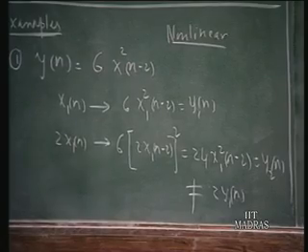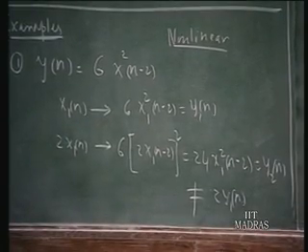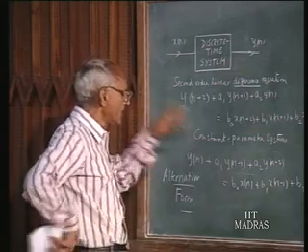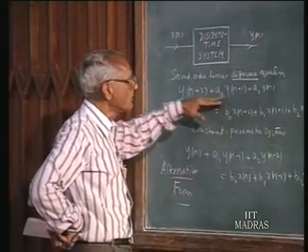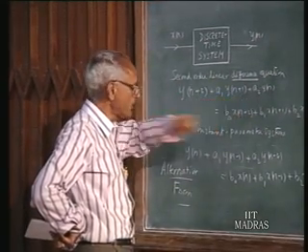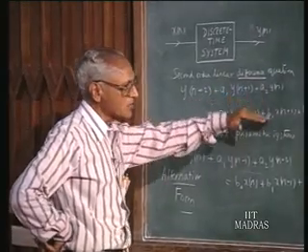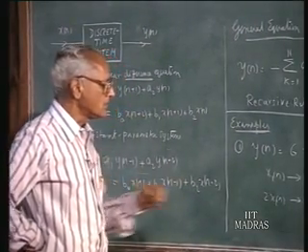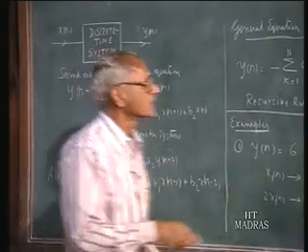So this is non-linear. In a non-linear situation, we will not have this linearity. In a linear system, all the terms, both the independent variables and the dependent variables, must be of power 1. The square term spoils this.